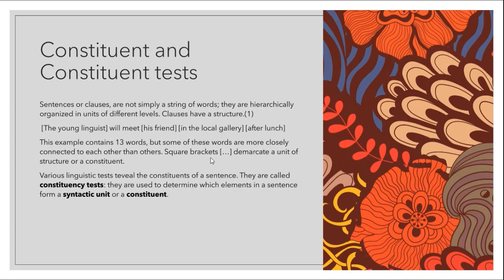Square brackets demarcate a unit of structure or a constituent. Meaning this is a constituent, this is a constituent, this is a constituent, and this is a constituent. Okay, various linguistic tests reveal the constituents of a sentence. They are called constituency tests. They are used to determine which elements in a sentence form a syntactic unit or a constituent.